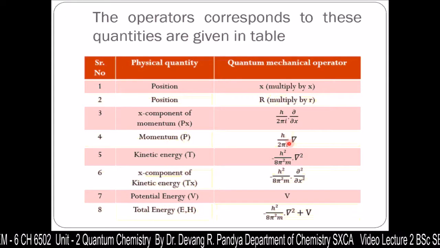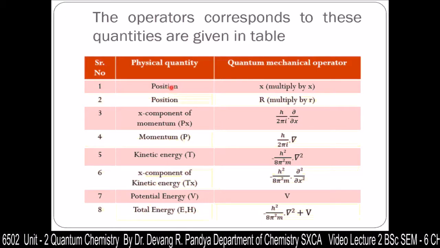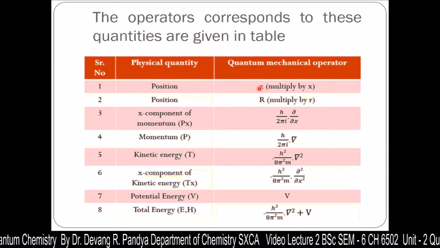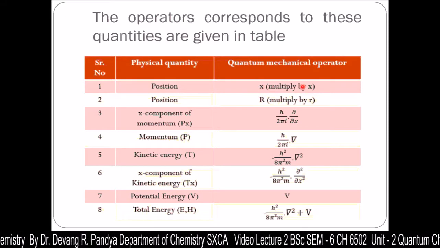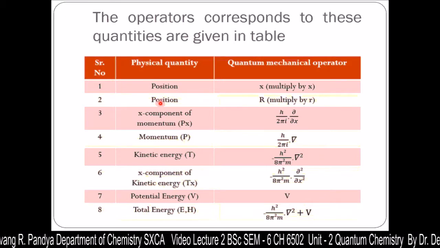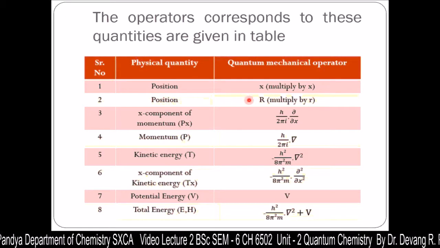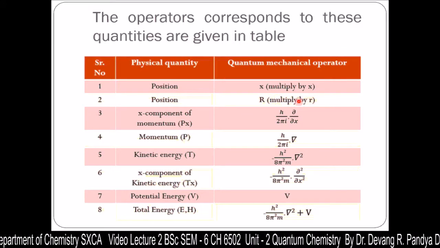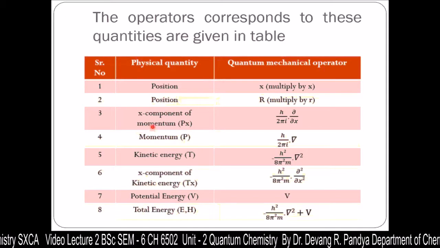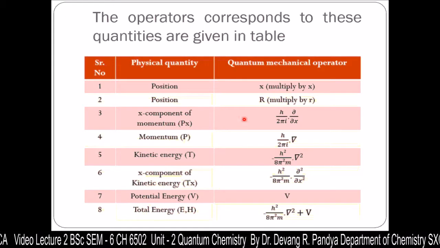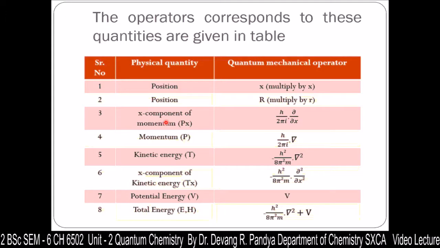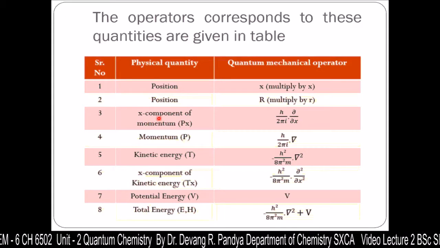a quantum mechanical operator. If we want to indicate the position of an electron in space in the atom, it can be represented, say on the x component, the x direction in Cartesian coordinates, by x multiplied by x. So x dot x is the quantum mechanical operator for position. The position of the particle from the nucleus is represented as r, and that is multiplied by small r. So r dot small r is the quantum mechanical operator for position. Similarly, the quantum mechanical operator for momentum is h upon 2 pi i d by dx, because it is the x component. So that is the momentum operator on the x component.